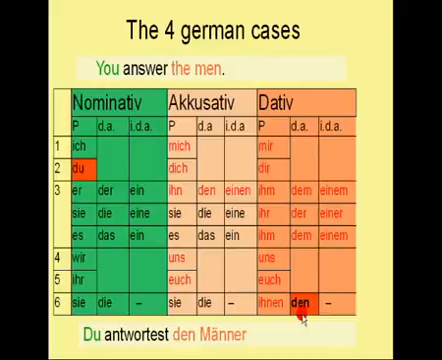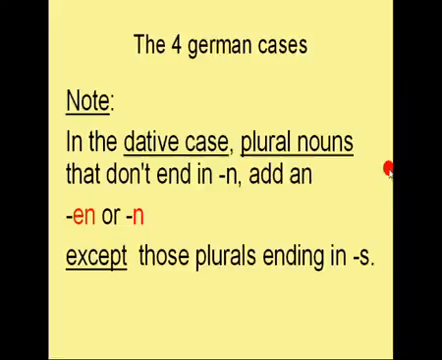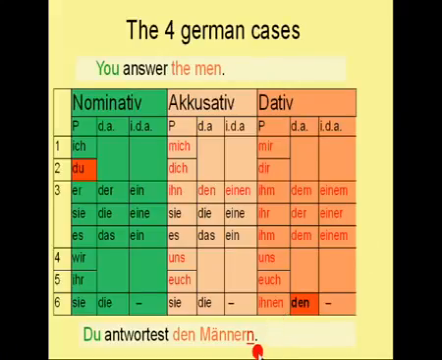But here comes the special rule. In the dative case, plural nouns that don't end in n add an en or an n, except those plurals ending in s. What does this mean for our noun Männer? We have to add an n to make the sentence correct. Therefore the correct sentence is Du antwortest den Männern. Now the German noun for women is Frauen, which already has an n, therefore no additional n has to be added. But the German word for children, for instance, is Kinder, which does not have an n. Therefore the n has to be added in the dative case.